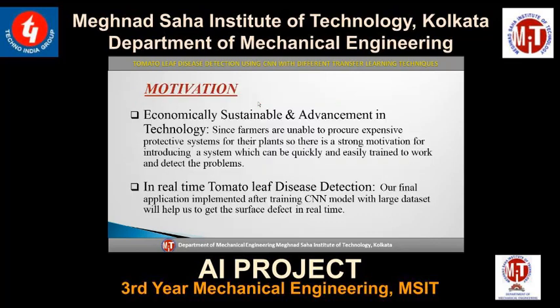Next slide, please. So what is our motivation behind this project? Since farmers are unable to procure expensive protective system for their plants, there is a strong motivation for introducing a system which can be quickly and easily trained to work and detect the problems. The main objective of this project is to present a model to use transfer learning technique to extract relevant features related to the image of tomato leaves along with the CNN with alternate kernel function in order to detect and identify the diseases. Next slide, please.